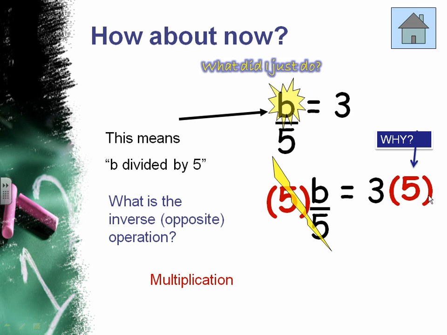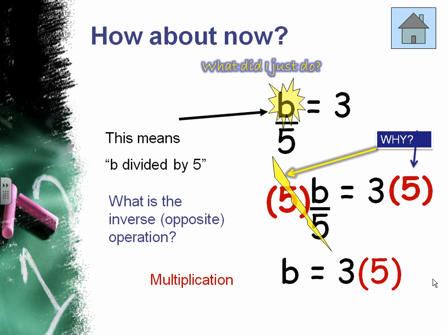Again, why did we multiply by 5 over here? Because whatever we do to this side, we have to do to that side. Why did we cancel this out? A 5 on top of the division bar cancels out with a 5 on the bottom. We end up with b equals 3 times 5, also known as b equals 15.